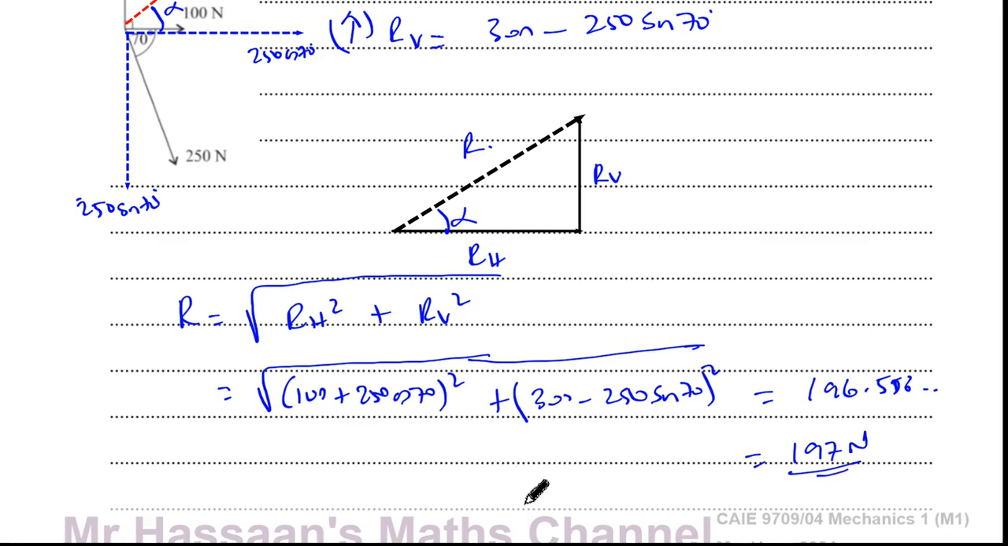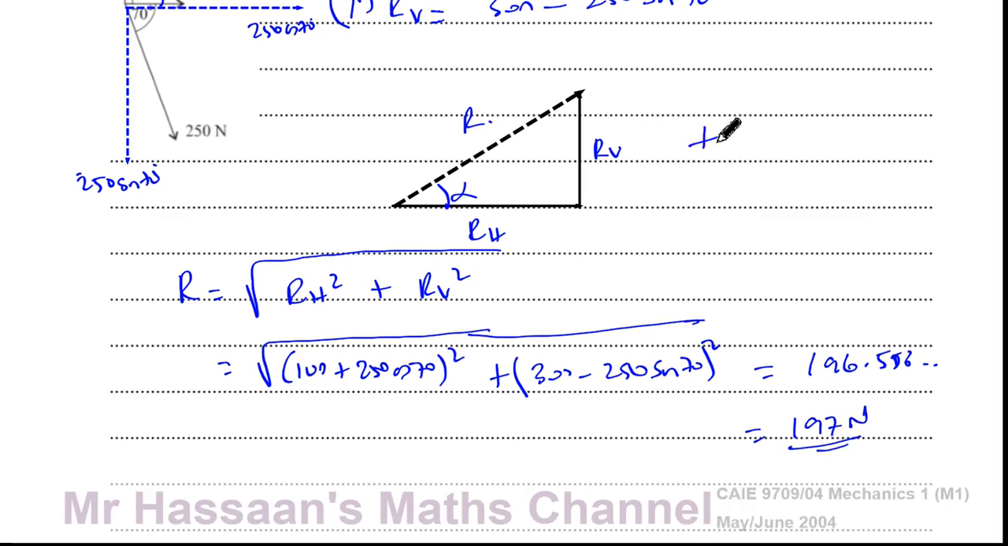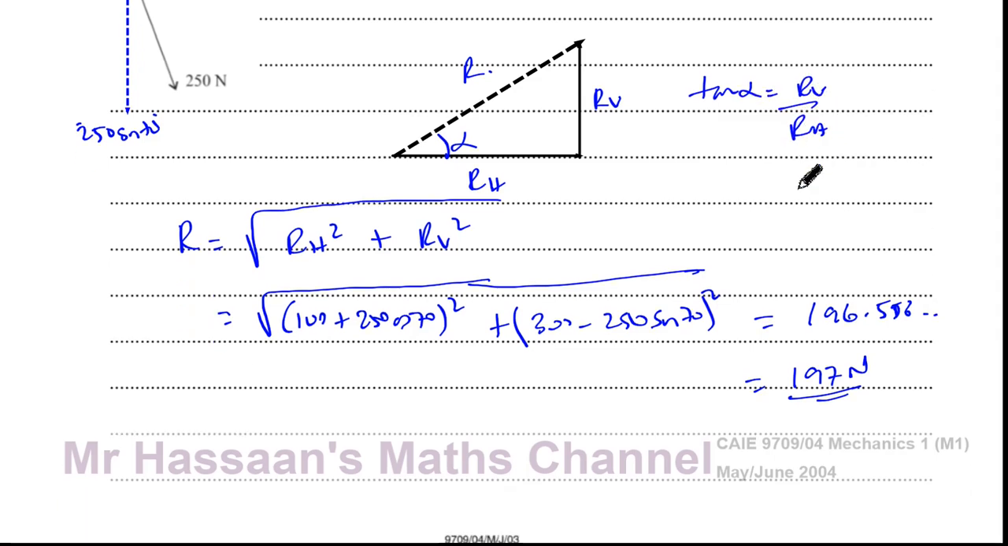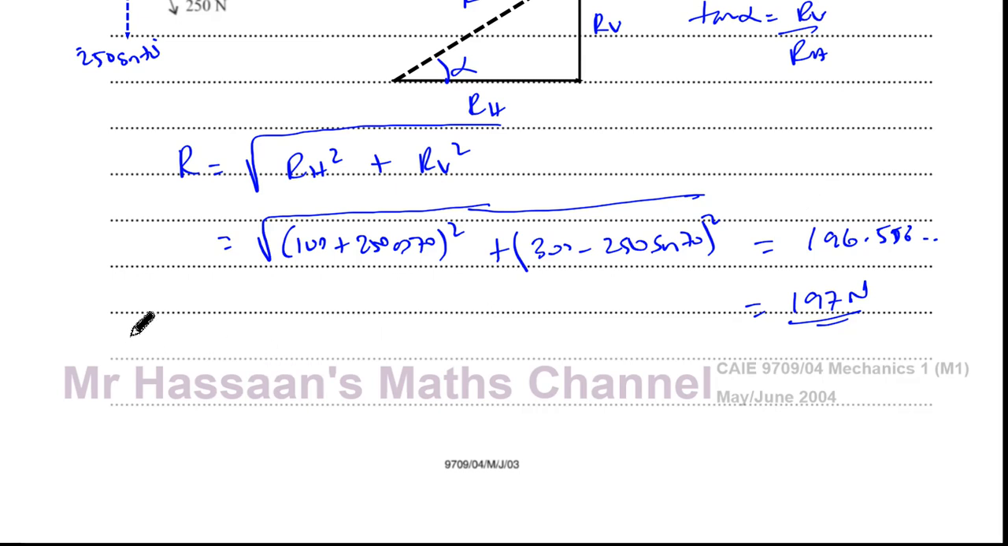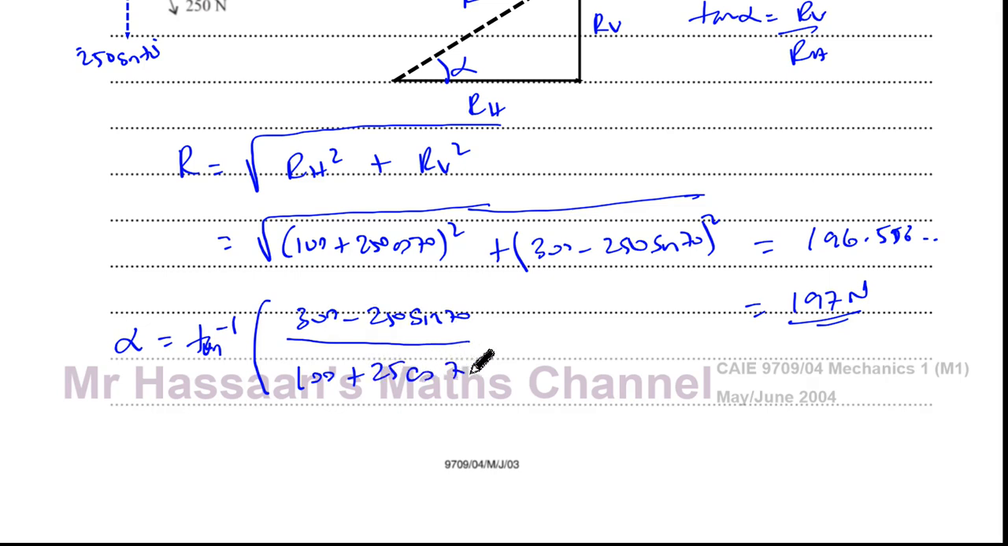And to find alpha, we can use simply that the tan of alpha equals RV over RH. Okay, so I can just put that here. So alpha is inverse tan of RV, which is 300 minus 250 times the sine of 70, divided by RH, which is 100 plus 250 times the cosine of 70. Okay, so that should give you your angle.